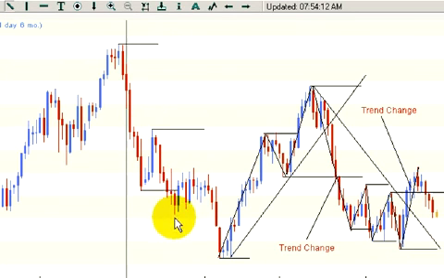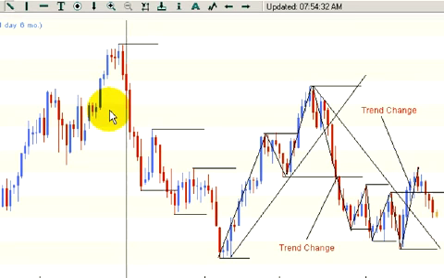The market then moved down past the previous area of support, formed new support here, then headed back up and formed resistance at this point here. The market moved down past the previous area of support and formed a new support area at this point here.